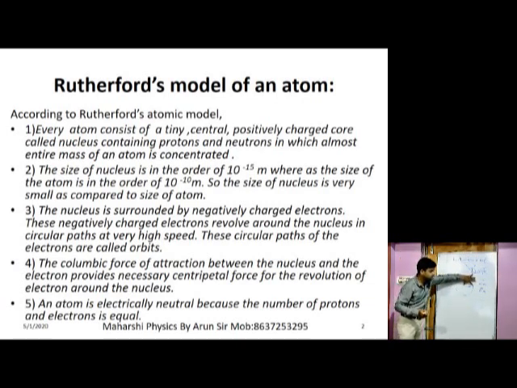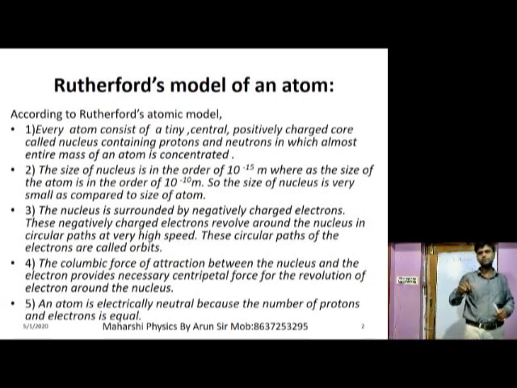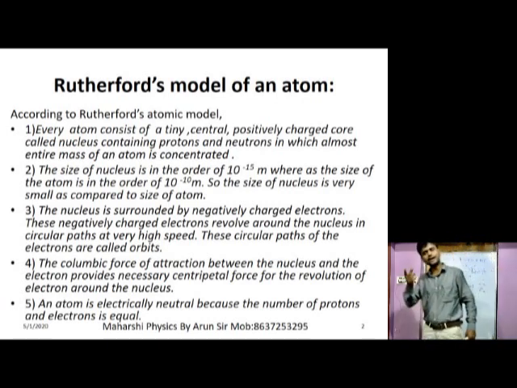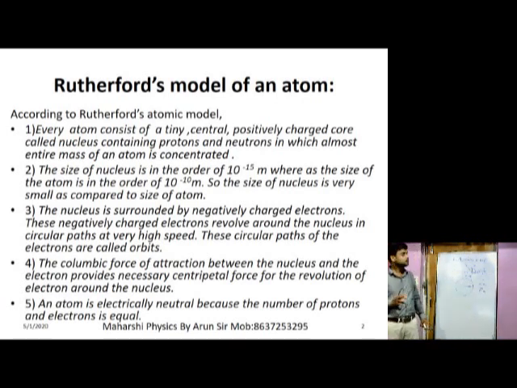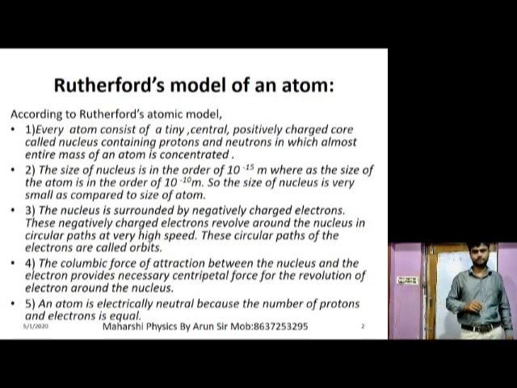The Coulombic force of attraction between the nucleus and the electron provides the necessary centripetal force for the revolution of the electron around the nucleus. When the electron revolves around the nucleus in a circular path, it requires centripetal force, and this is provided by the Coulombic force of attraction between the nucleus and the electron, as a result of which these electrons revolve around the nucleus. These are the postulates of Rutherford's atomic model.